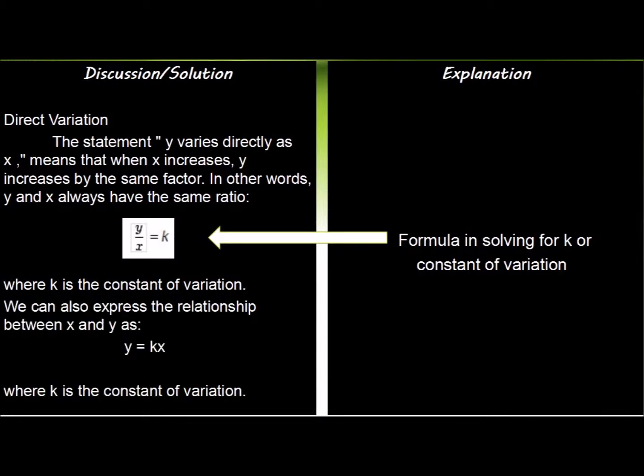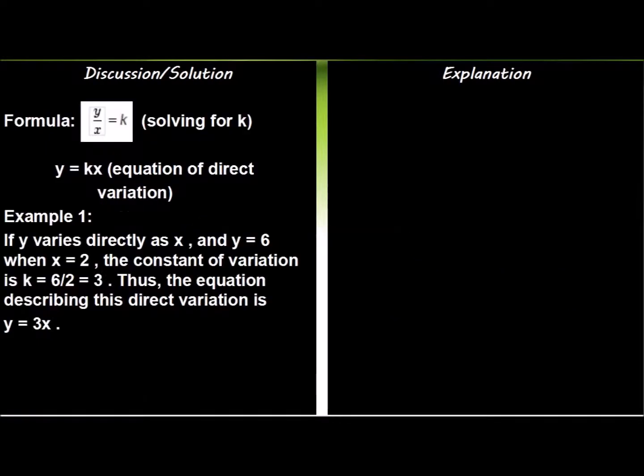We can also express the relationship between x and y as y is equal to kx, where k is the constant of variation. And y is equal to kx is the equation in finding the direct variation. Again, we have the two formulas. The first one is for solving for k, where y over x is equal to k. The second one is the equation of direct variation, which is y is equal to kx.